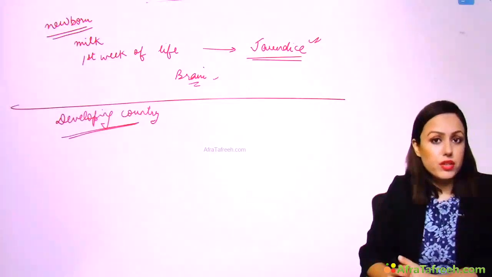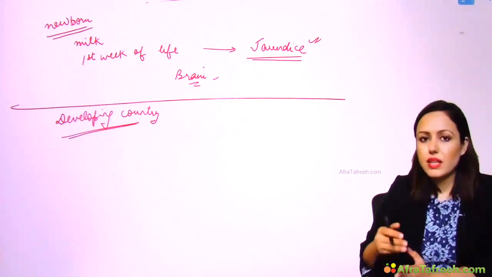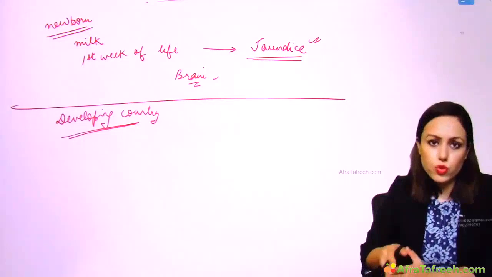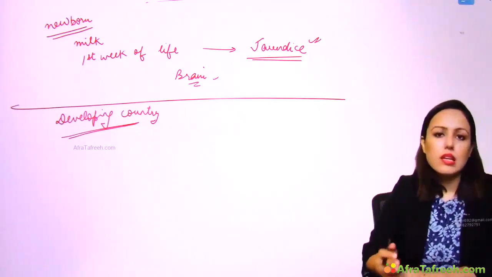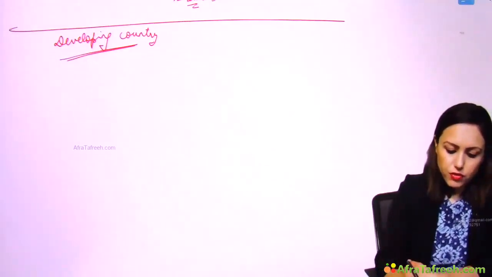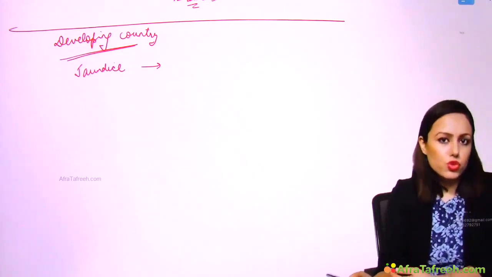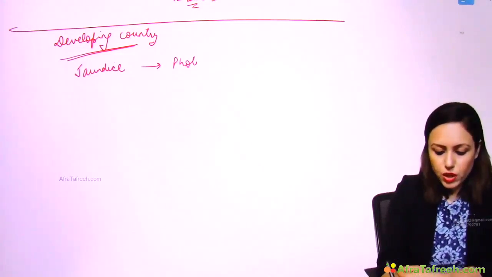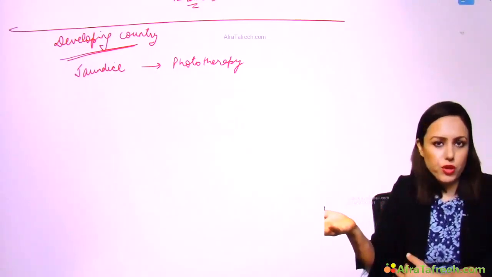But in developing countries it is not possible, as money is also less and the doctor-patient ratio is also very low, so it is not possible there. So what is taken care of in a developing country? In a developing country, whenever a patient of jaundice comes, it is the usual pattern that phototherapy is given, right? So if it is physiological jaundice, the child will be relieved by phototherapy.